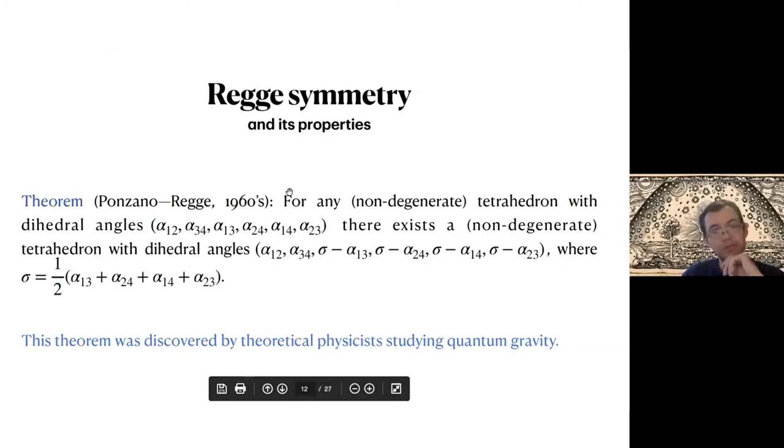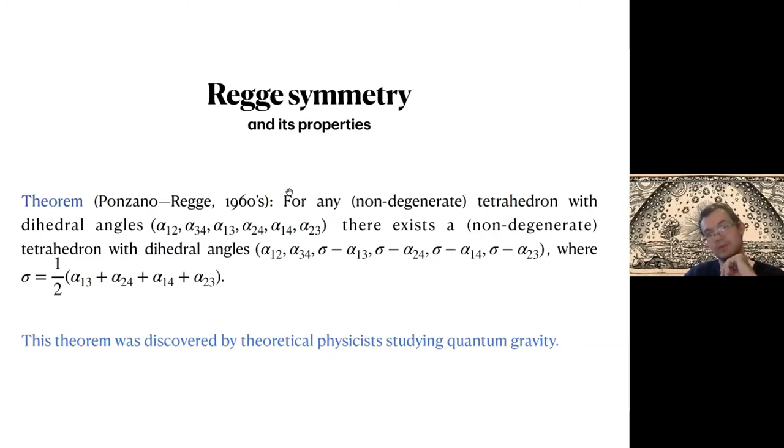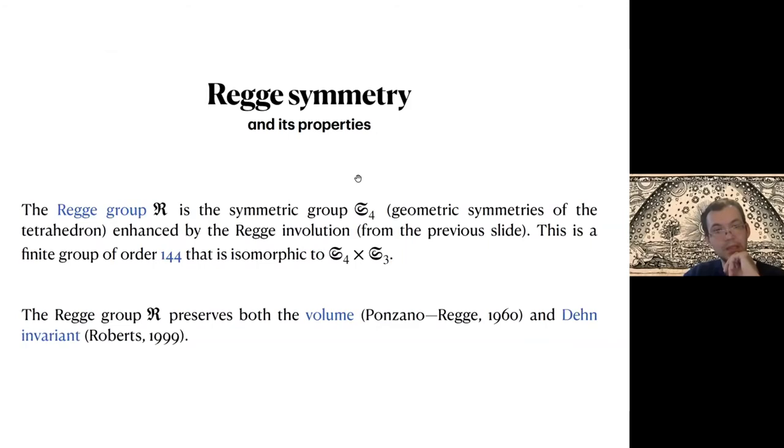If you have a non-degenerate tetrahedron, then it has a Regge or Ponzano-Regge image with different dihedral angles, which is going to be also a non-degenerate tetrahedron. And moreover, this Regge involution preserves the volume and the determinant. And the whole Regge group of symmetries is just the symmetric group enhanced by the Regge involution. It is a finite group of order 144.